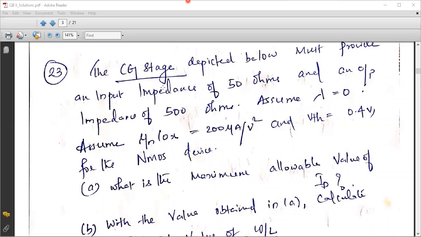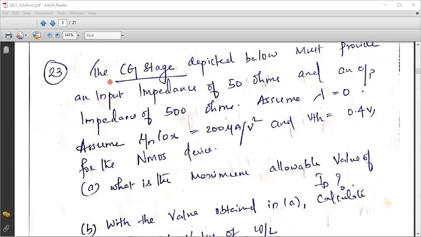Can anyone explain how you will confirm whether a circuit is a common gate? How will a circuit act as a common gate? Input will be given to the source. Output will be taken from the drain. The gate is common to both input and output. That is why the circuit is called a common gate.